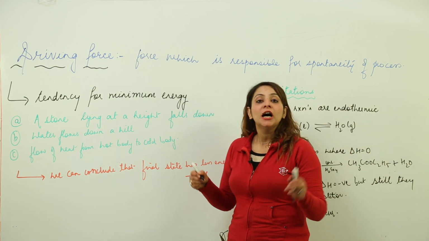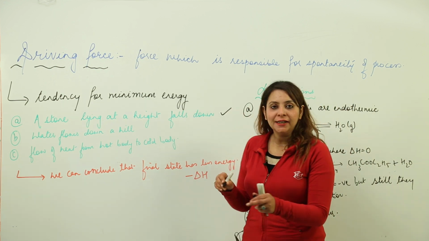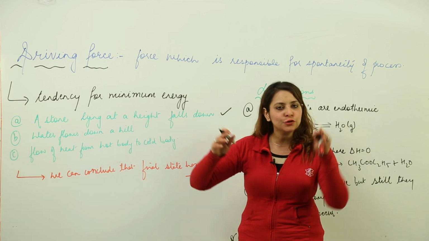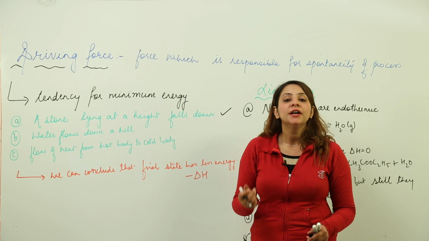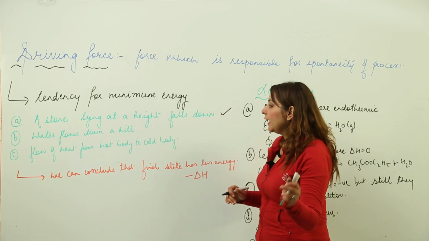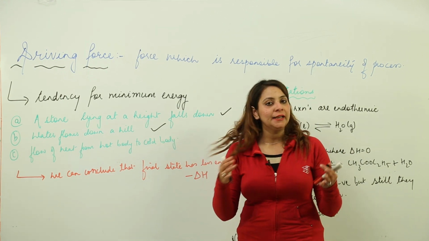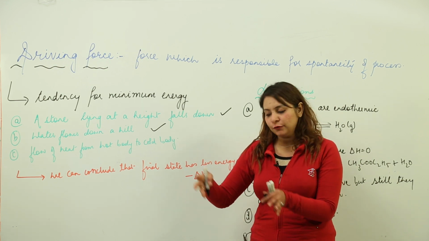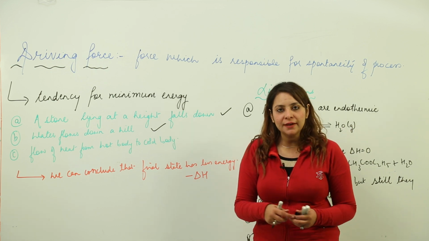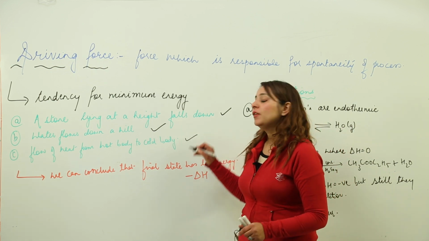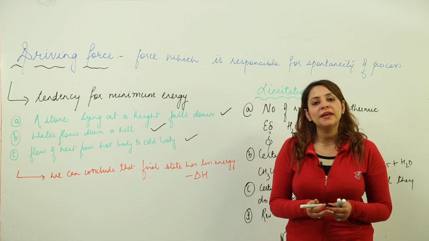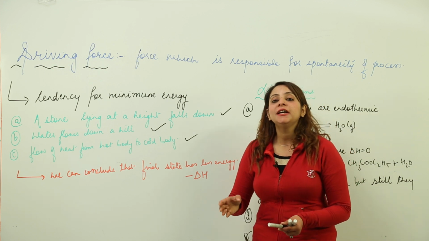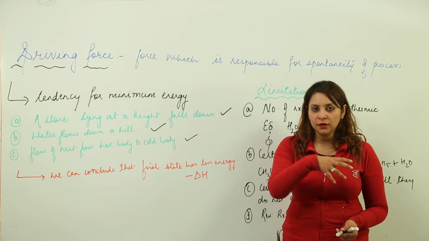We have seen that a stone lying at a certain height, if it is allowed to fall, always falls down. It doesn't fall in this direction or in an upward direction. Likewise, water also flows down a hill. It never flows from down to up without an effort, right? Likewise, whenever we keep a hot and a cold body together, heat always flows from the hot to the cold body, but we have never seen heat flow from a cold body to a hotter body.